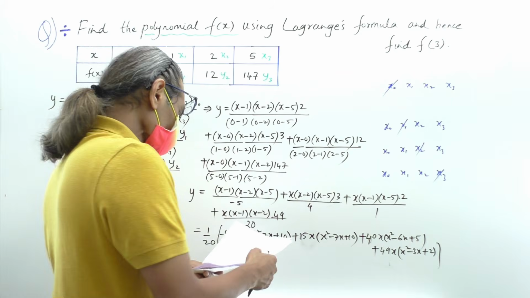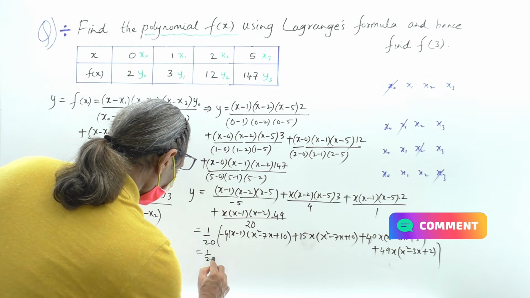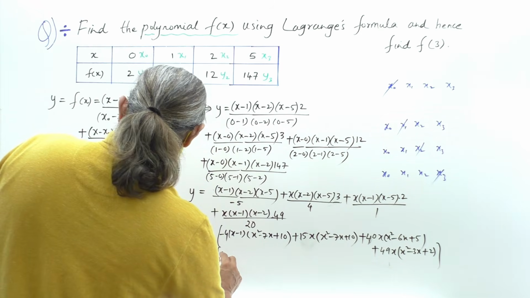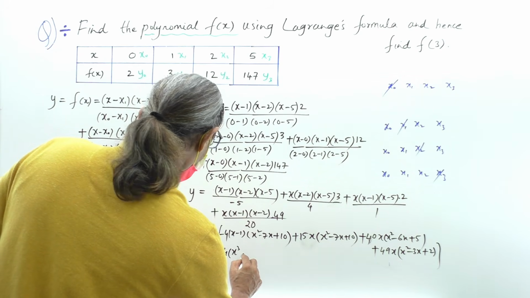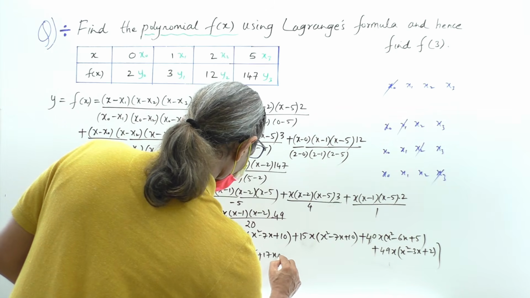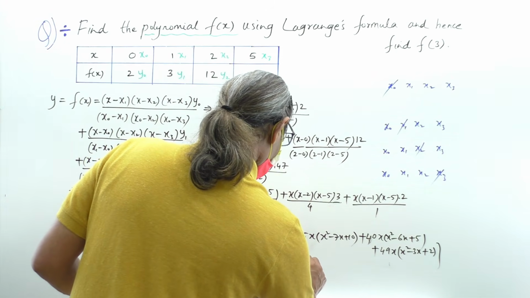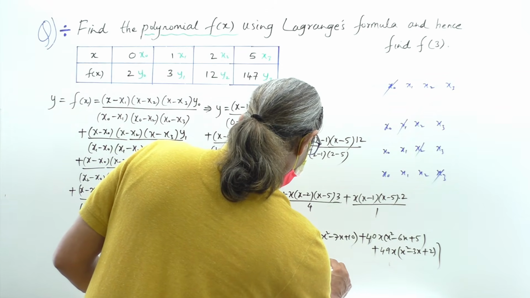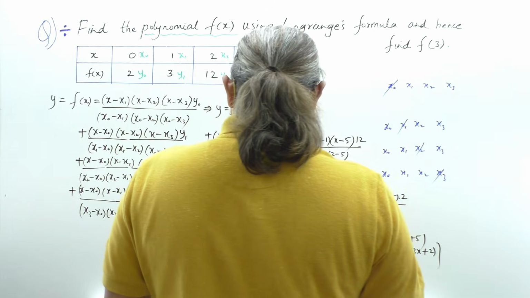Again open a bracket and expand it. So I've done it here. So this we are getting as again 1 by 20, we get it as 4 into minus 4 into x cube minus 8x square plus 17x minus 10, plus 15 into, we get x cube minus 7x square plus 10x, right?